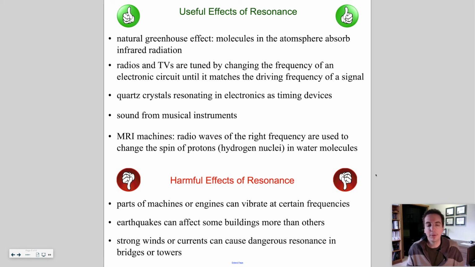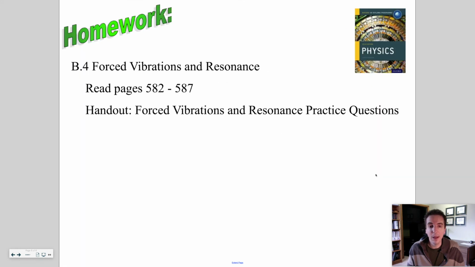Harmful effects of resonance include things like parts of machines or engines can vibrate at certain frequencies. You don't want that. Obviously, earthquakes can affect some buildings more than others, and strong winds or currents can cause dangerous resonance in bridges or towers. And that is the end of forced vibrations and resonance. So, very, very quick little section.